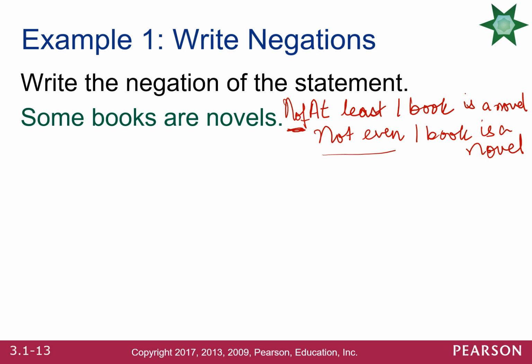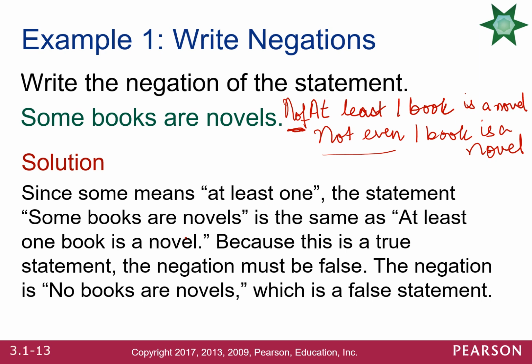So let's look at the solution here, what they come up with and their explanation. The solution says, since some means at least one, the statement some books are novels is the same as at least one book is a novel. Because this is a true statement that's correct in real life, the negation must be false. So the negation is no books are novels. So that would make it a false statement.